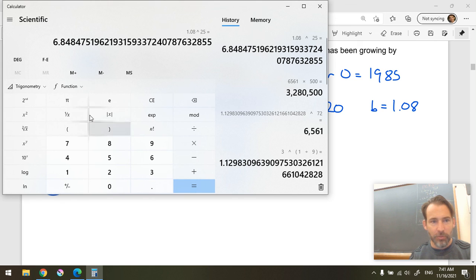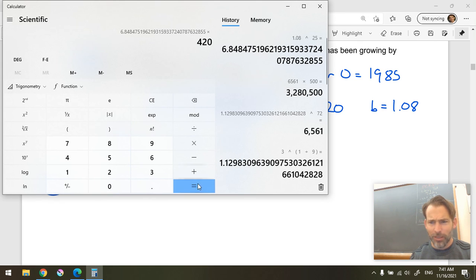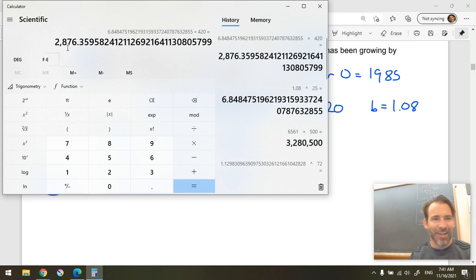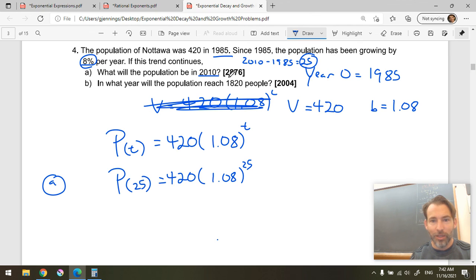Anyway, then we take that and we multiply it by 420. Who made this question? Anyway, so then the population is going to be 7 times what it was in 1985. It's going to be nearly 3 million. Let's see if we got the right answer. Yeah, we did.